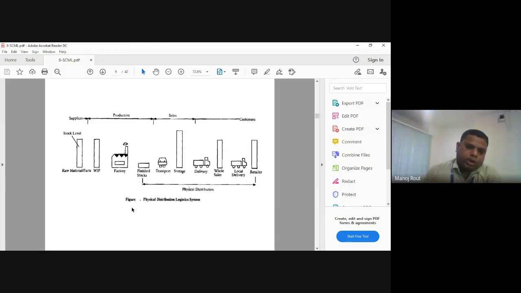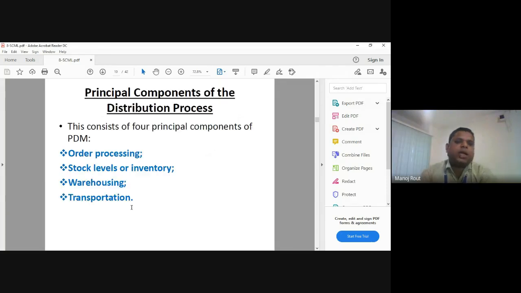Moving to the next one, the principal components of the distribution process. This consists of four principal components of physical distribution management. The first one is the ordering process, the next is stock level or inventory levels, then warehousing and transportation. So these are the most important principles as far as the distribution process is concerned. So moving to the next slide, we will discuss them one by one.